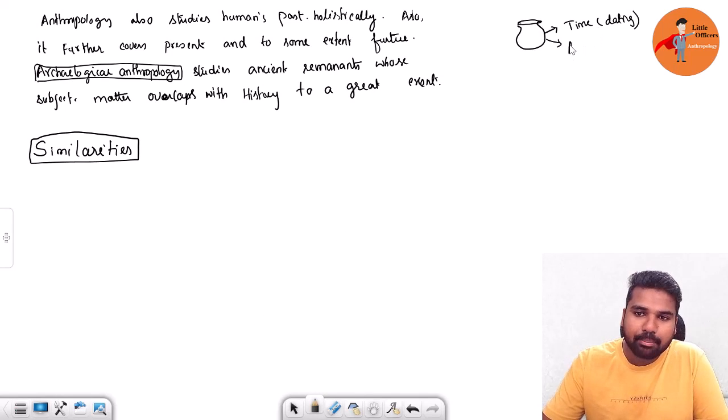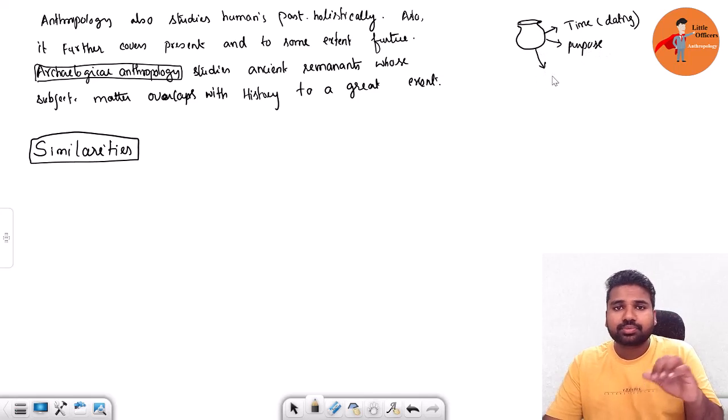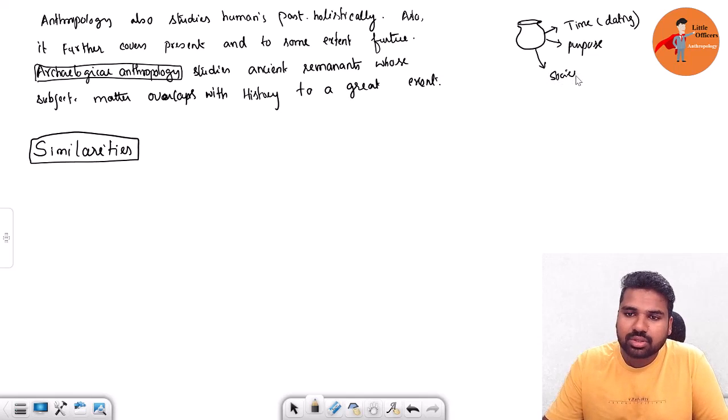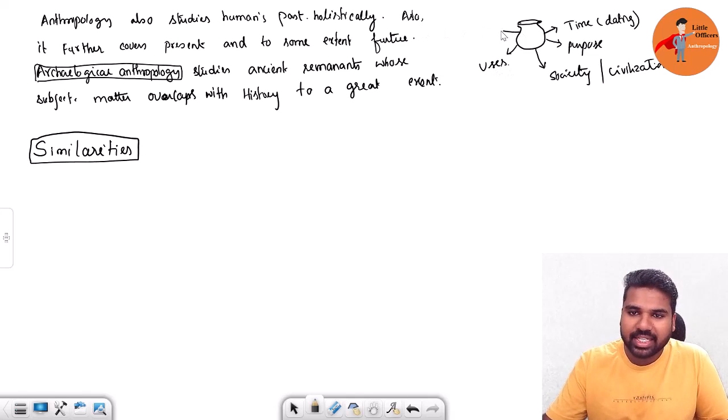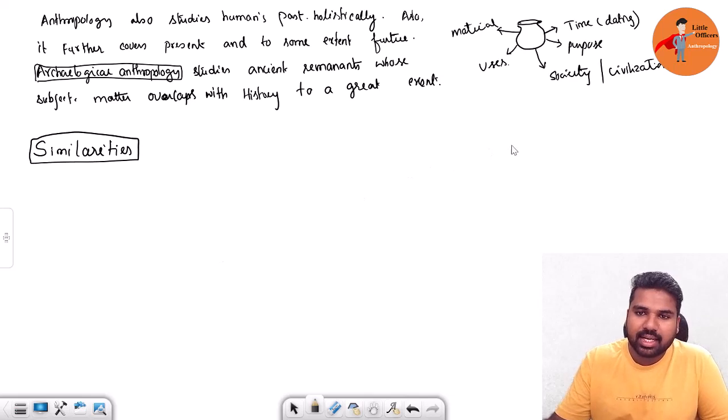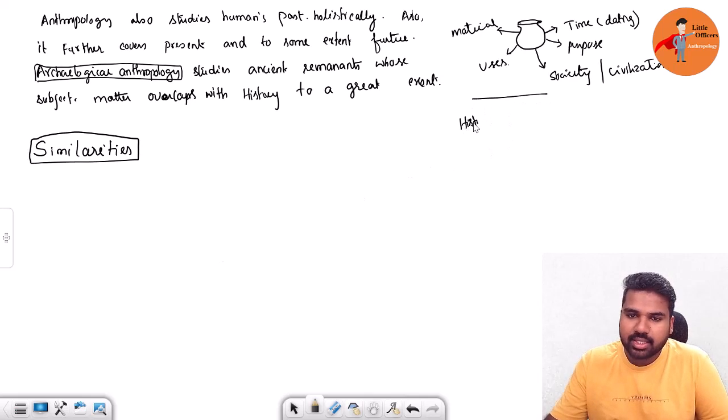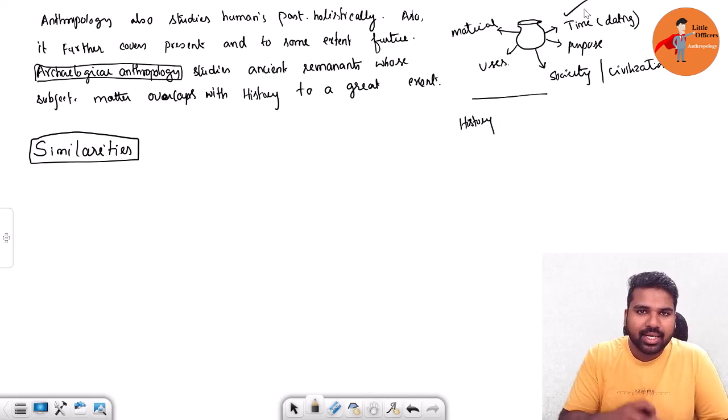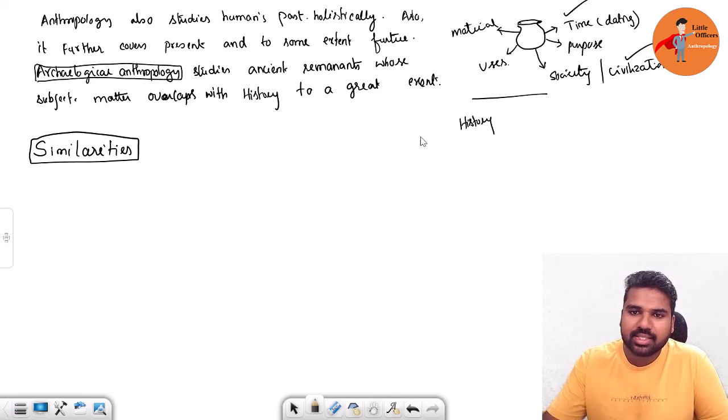Second is what is the purpose of it, why it has been used. Third, it will say to which society or civilization it belongs. What are the characteristics and what were the uses of it. In this manner it will try to find even the material of it, the material composition of this, all these things. That is archaeological anthropology. Now when it comes to history, history is also interested in what time period it belongs to, to which society or civilization it belonged, what the purpose or uses of it are.